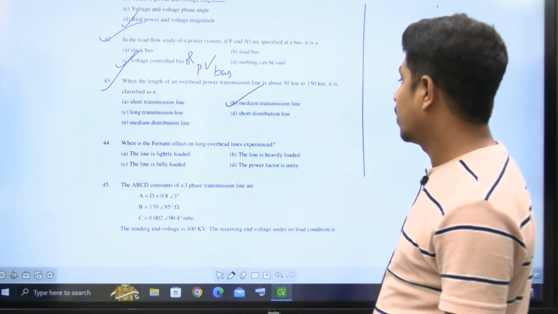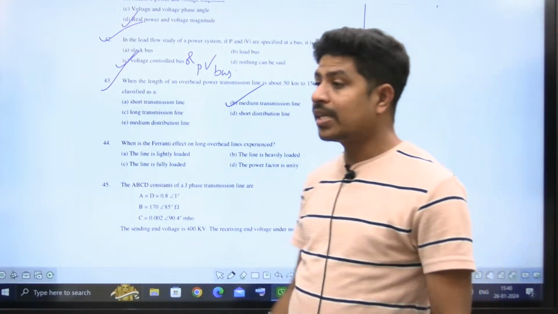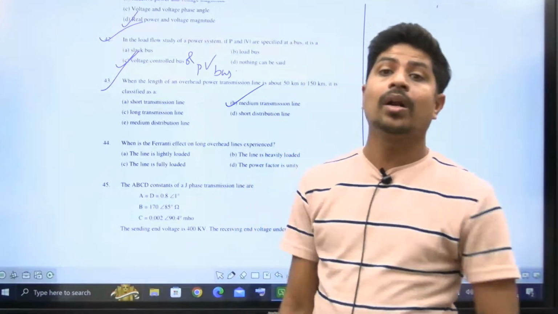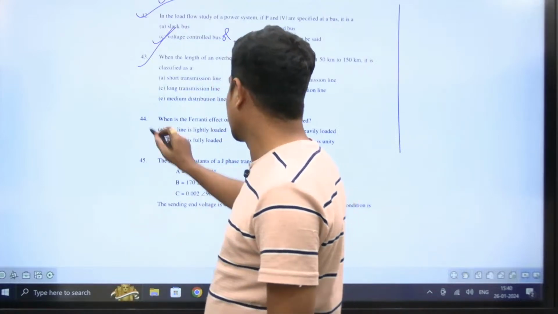The next question: when is the Ferranti effect on a long overhead transmission line experienced? When the line is lightly loaded. If the transmission line is lightly loaded or at no load, then the Ferranti effect is going to be experienced.